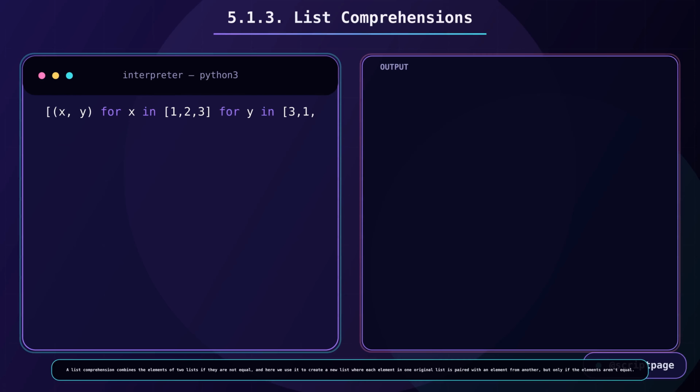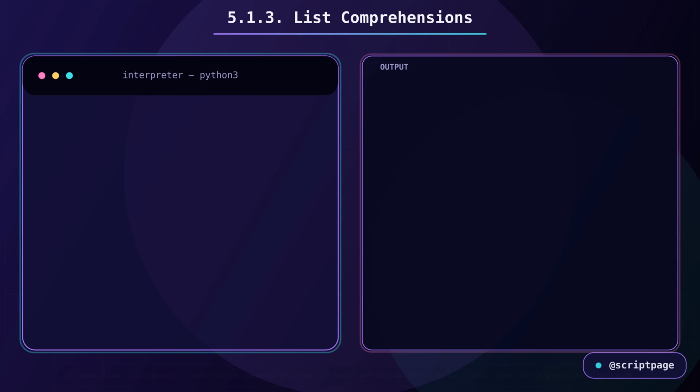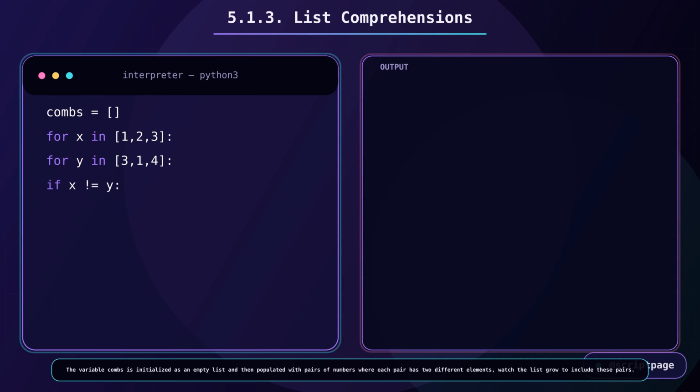A list comprehension combines the elements of 2 lists if they are not equal, and here we use it to create a new list where each element in one original list is paired with an element from another, but only if the elements aren't equal. The variable combs is initialized as an empty list and then populated with pairs of numbers where each pair has 2 different elements. Watch the list grow to include these pairs.